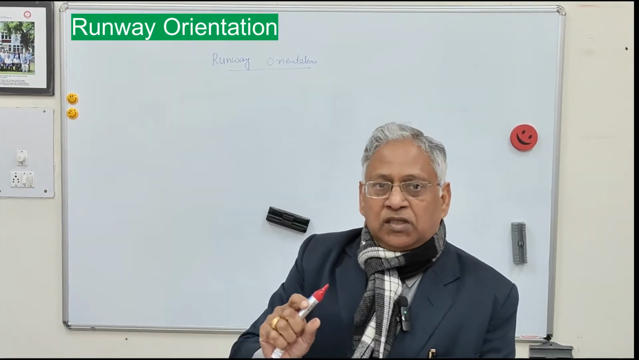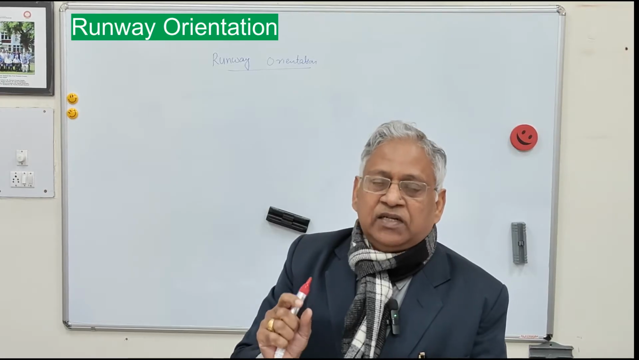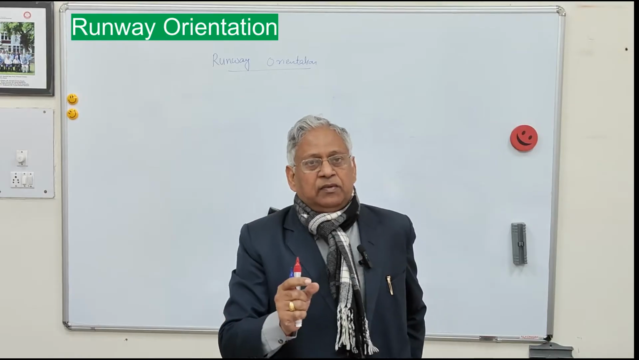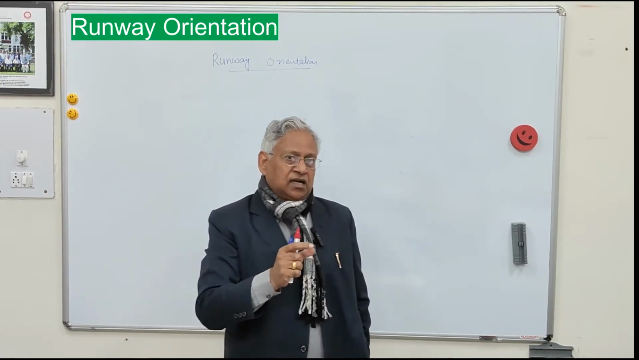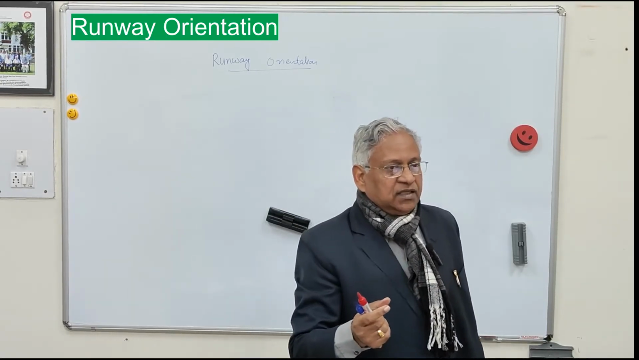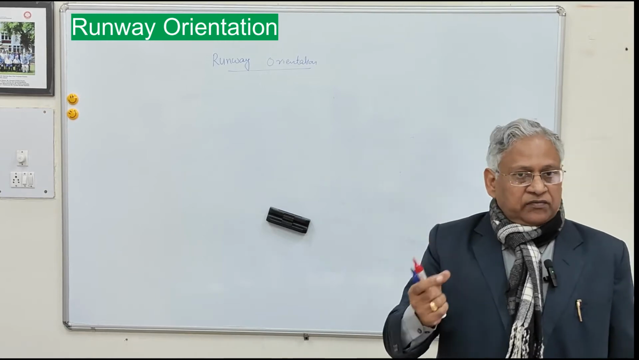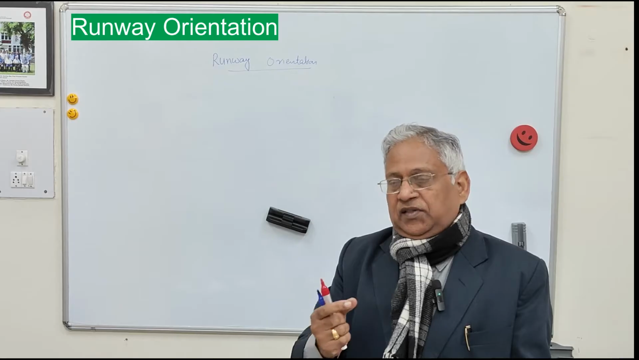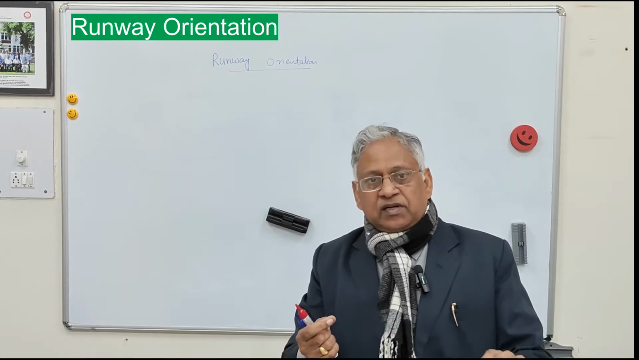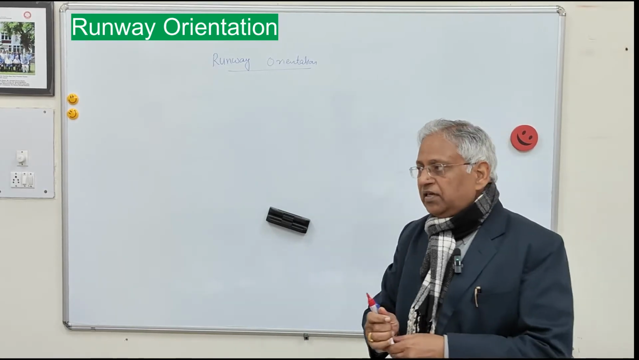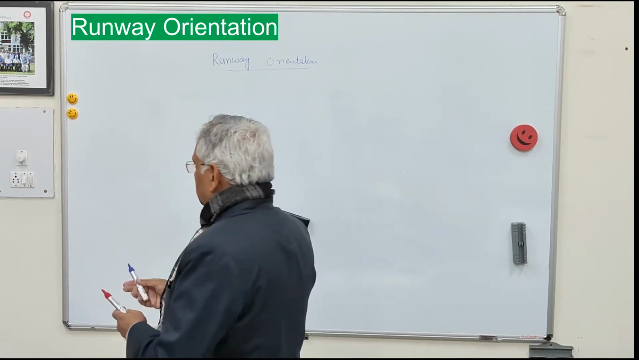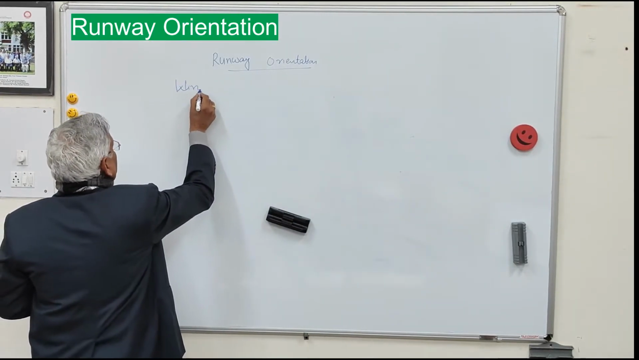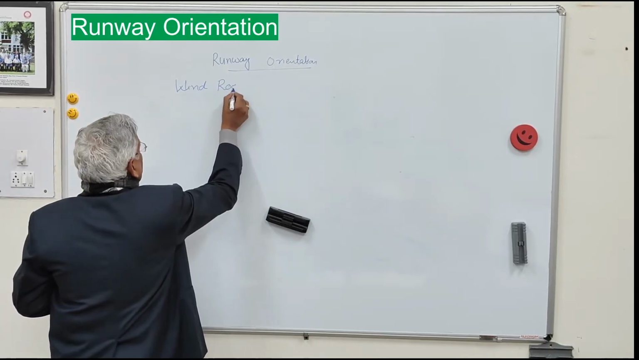To draw the orientation of the runway, wind data are collected for at least 5 years and preferably for 10 years, and these data are analyzed graphically. These data are for direction of the wind, duration of the wind, and intensity of the wind. And this graphical representation of wind data, which is used to orient the runway, is called the Windrose diagram.